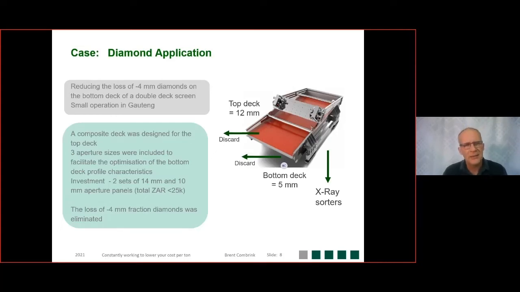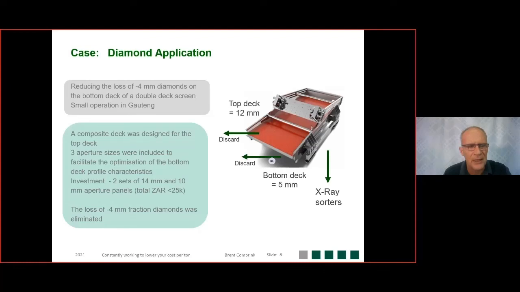Now this, like I said just now, is a very specific application. I would not have been able to do that if this discard material wasn't discard and it was indeed a feed or a product going to a next operation where the size was important. Because if I start changing the apertures, I start changing the PSD of that oversize on the top deck. And the same applies to the bottom deck. If there was a next process where those particles were supposed to go, I wouldn't have been able to make that change.